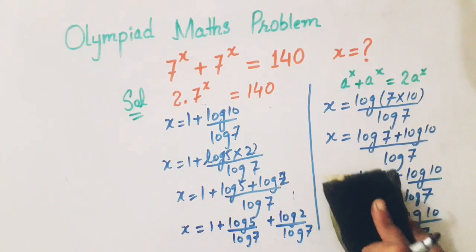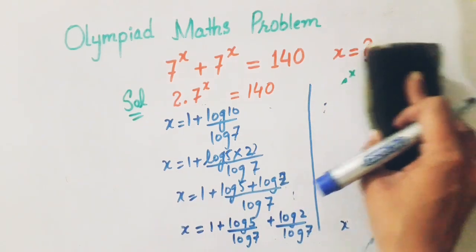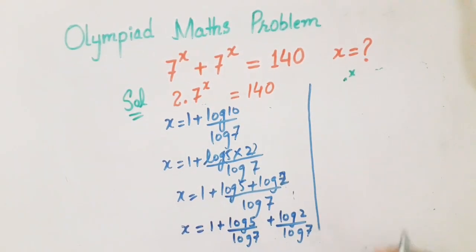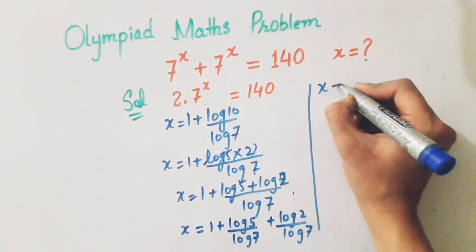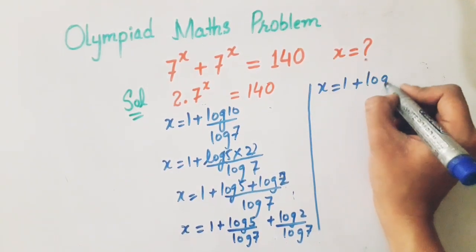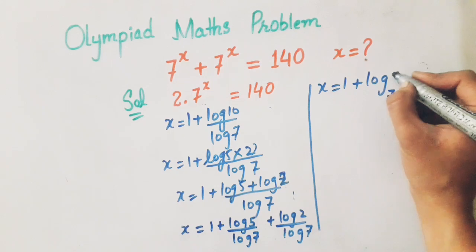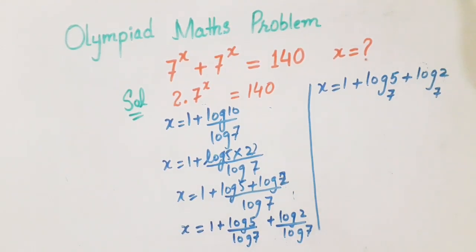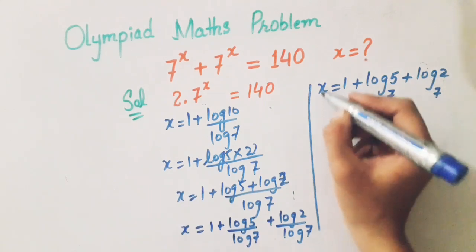Now again we will apply the base rule, by which we get x equals 1 plus log base 7 of 5 plus log base 7 of 2. So this is the value of x.